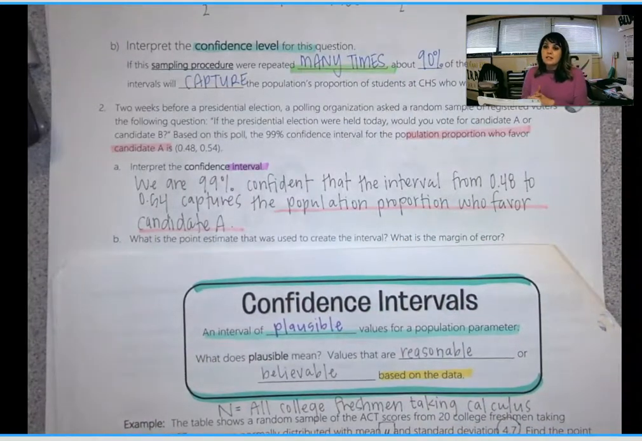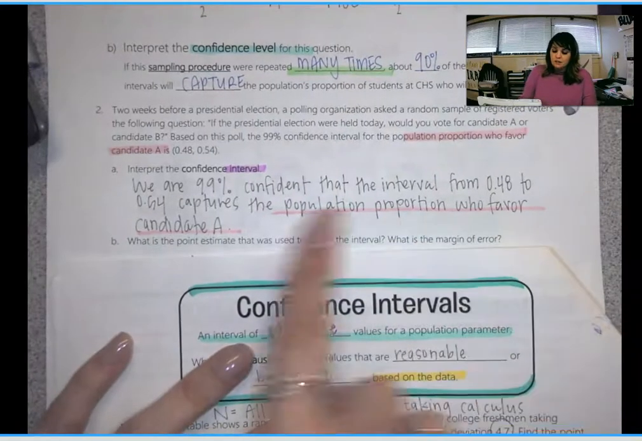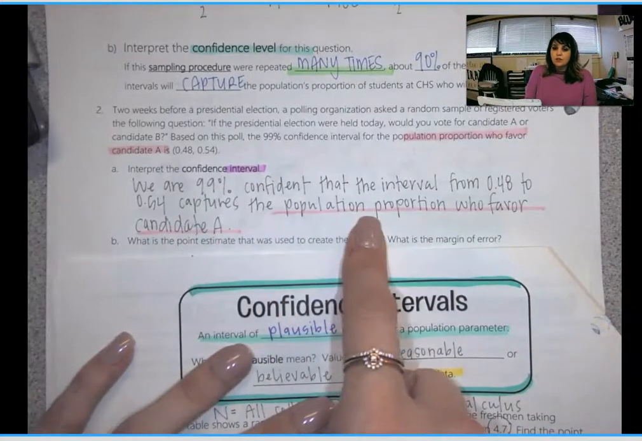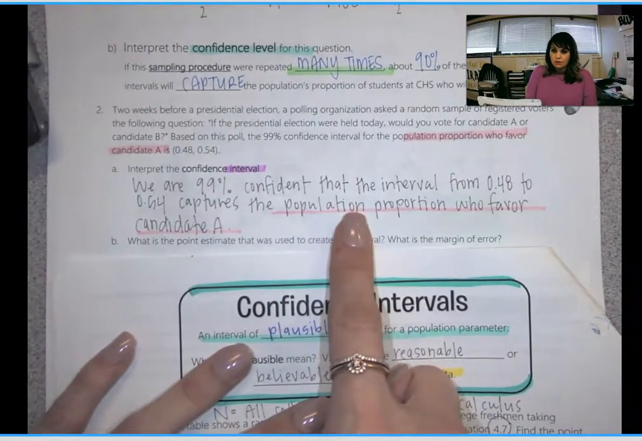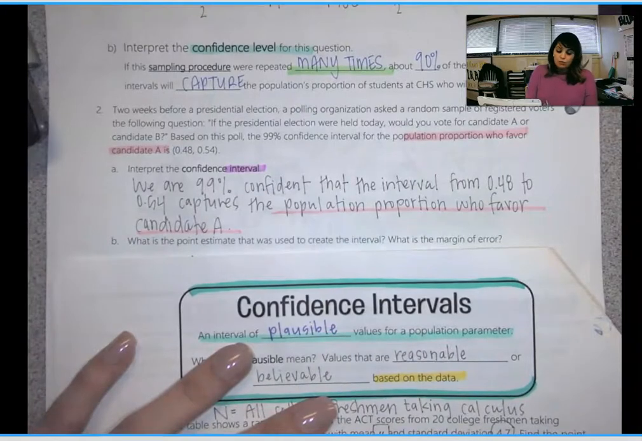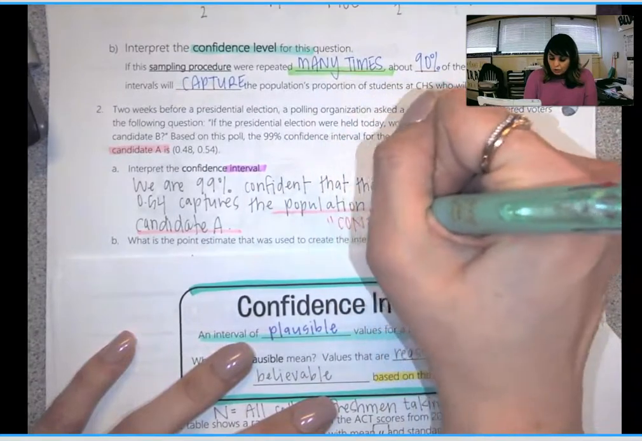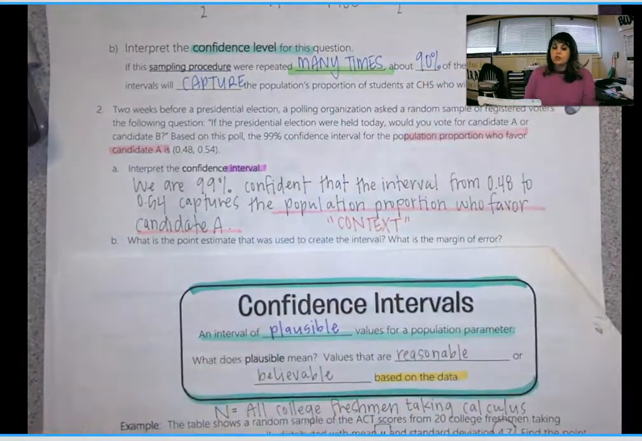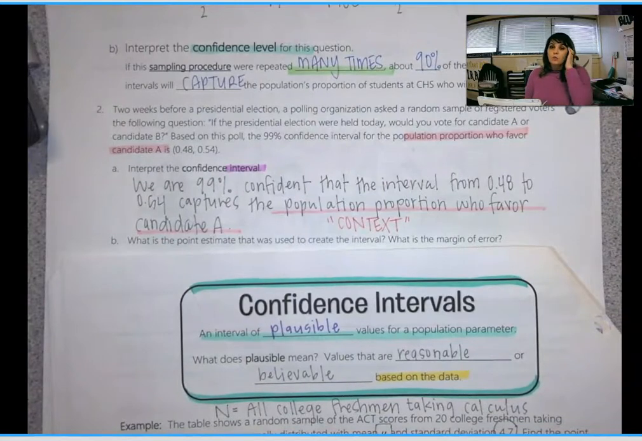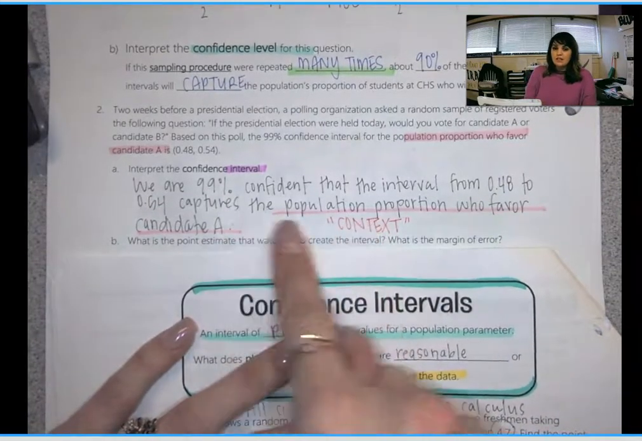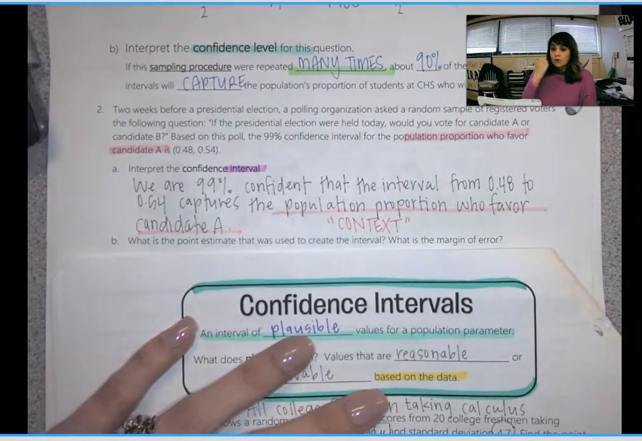Going through your first packet on confidence intervals, some of you left this out. What this is referred to is context. This is referred to as context. And if you leave the context out of your responses, you 100% for sure do not get full credit. One of the most important things in AP statistics is to add context. So make sure that this context is in your interpretation. You can't leave any of it out.